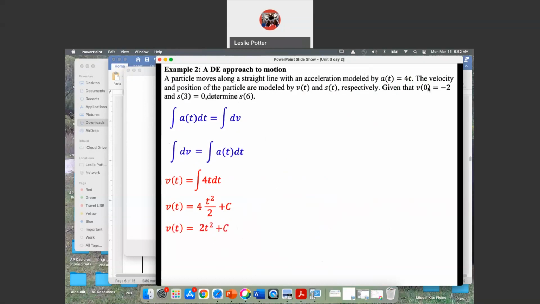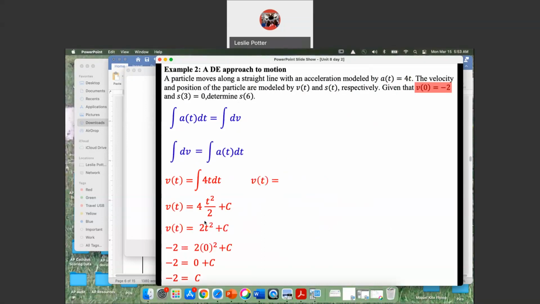And then we're going to go ahead and plug in our initial condition. So when t is 0, velocity is -2. And when I plug that in and do the math, we get a constant of integration of -2. So we know this particular solution here is v of t equals 2t squared minus 2. Okay, so I've got the particular solution for velocity. I don't need to do anything with that because it's asking me for my final position. So I'm just going to go ahead and go right into the next integration process.